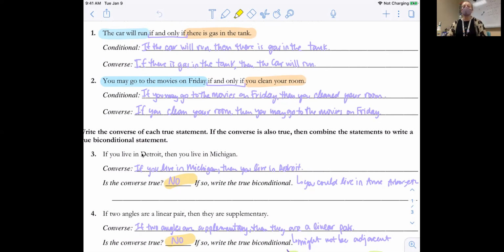Same thing for number 2. I know it makes more sense to say if you clean your room, then you may go to the movies, but I want you to just match what you see. So I want it to be if you go to the movies, then you cleaned your room. Okay. Any questions on 1 or 2? All right.